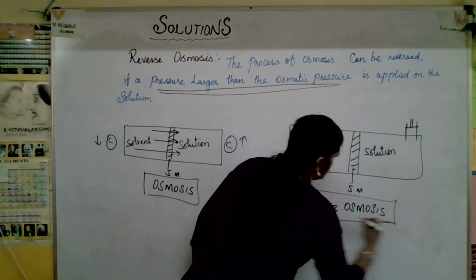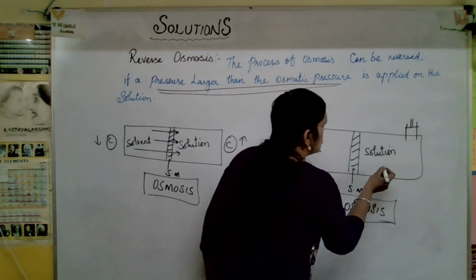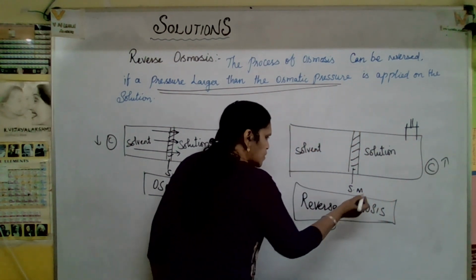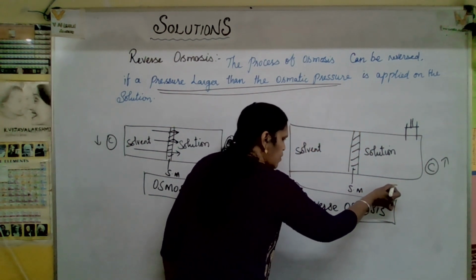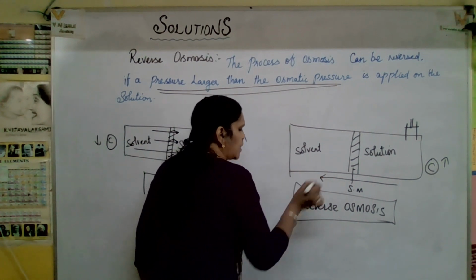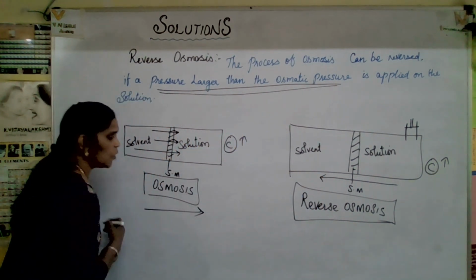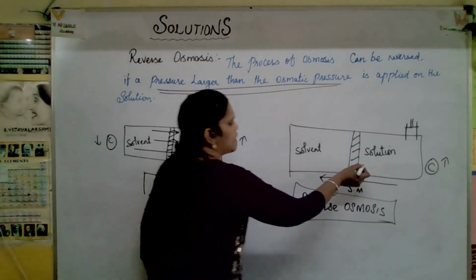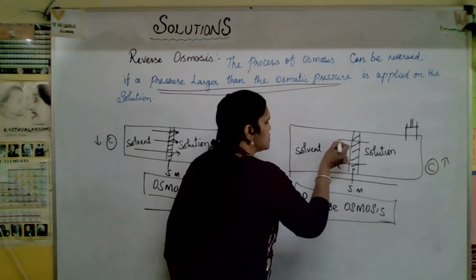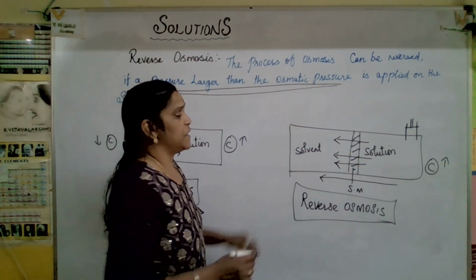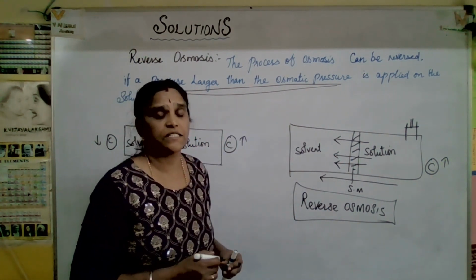So in reverse osmosis, what happened here? The concentration is higher on the solution side. In normal osmosis the flow is from lower to higher concentration, but here the molecules pass from higher concentration to lower concentration. That is called reverse osmosis.